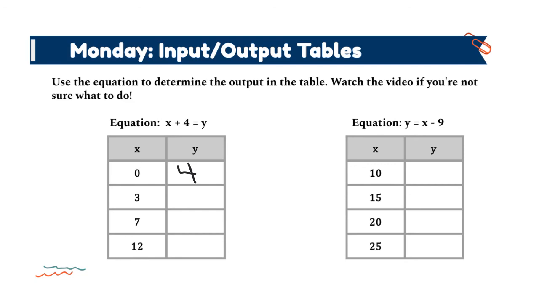So then, okay, x is 3. So what if x is 3? What would y be? Well, 3 plus 4 is 7. And you would continue doing that. For this one, you're going to use this rule of y equals x minus 9. So I plug in 10 for the x, and 10 minus 9 is 1. And that's all you're having to do this week.